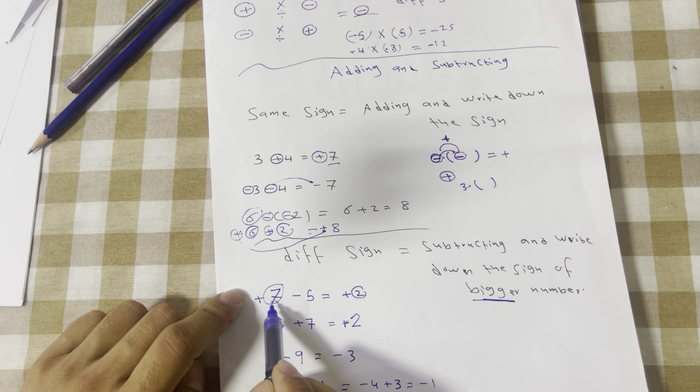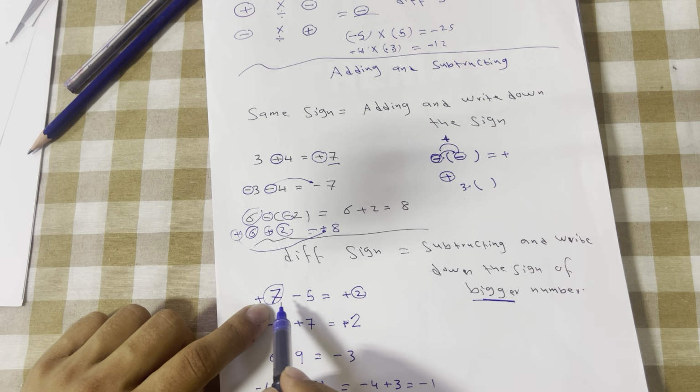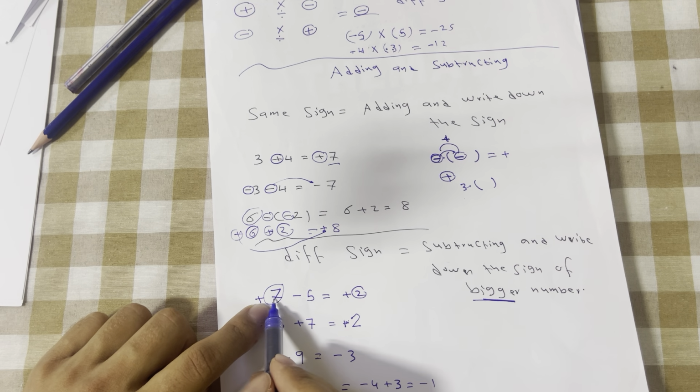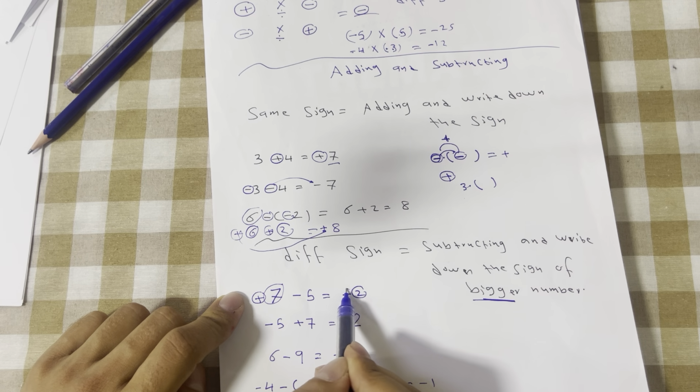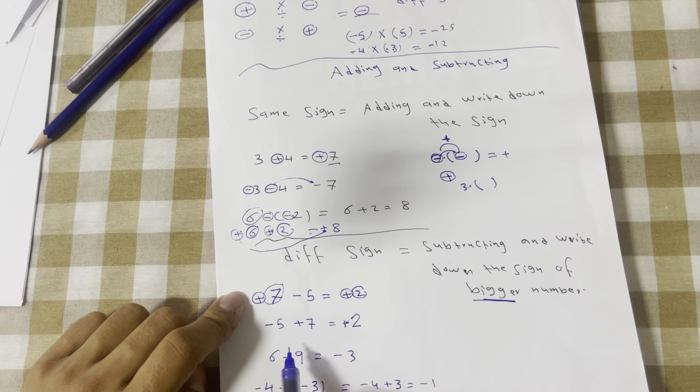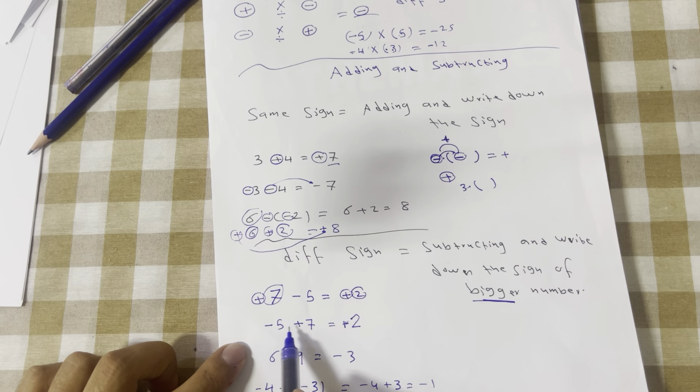We have positive and we have negative. Which number is greater? 7. So the sign of 7 is positive, so I have to write down the positive. Okay. What about negative 5 plus 7?